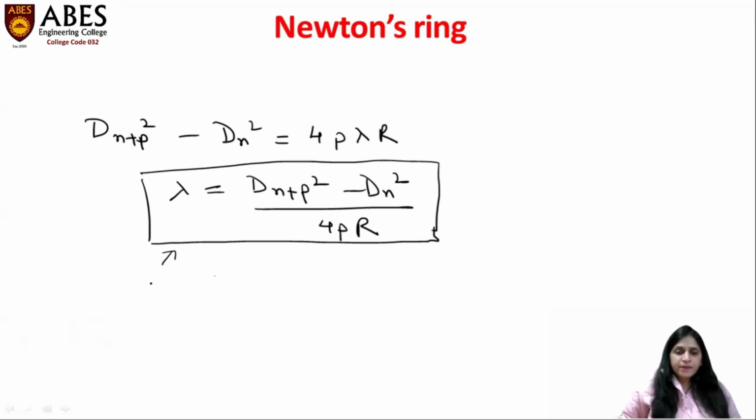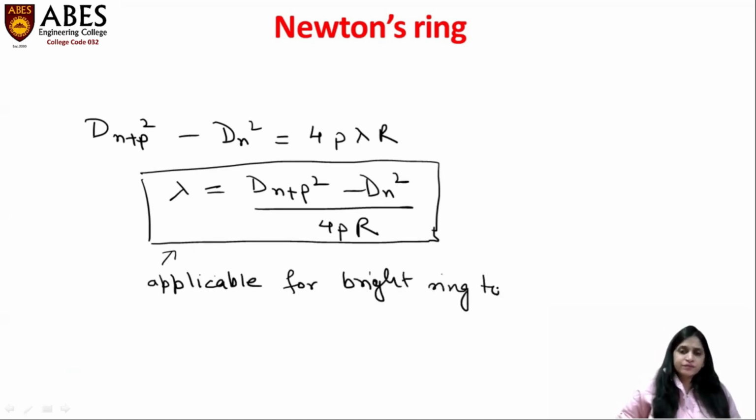So this formula is applicable for both. It is applicable for bright rings too. Okay, so we can easily determine the wavelength of sodium light using Newton's rings.